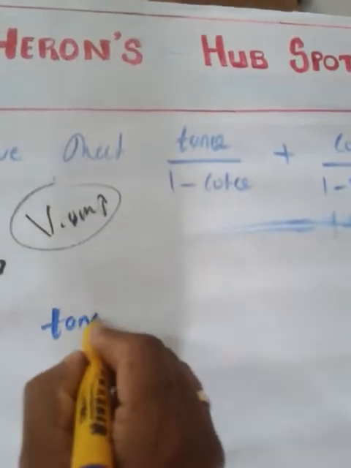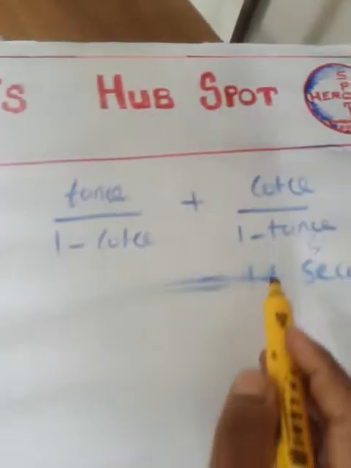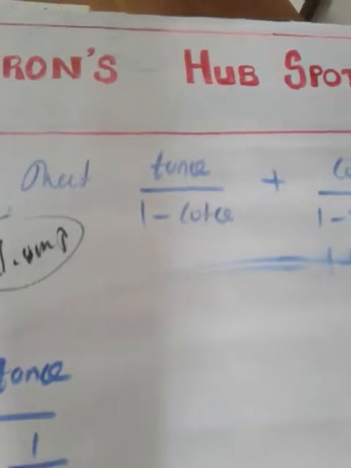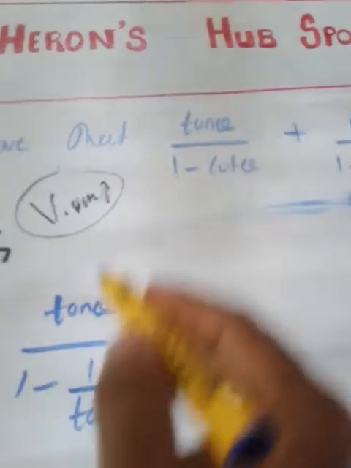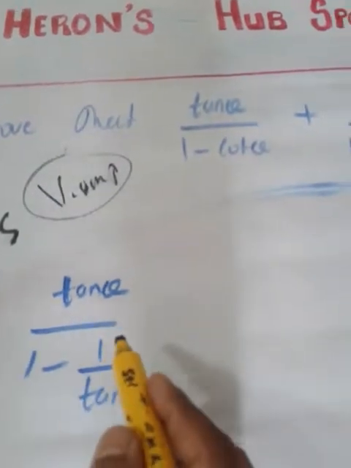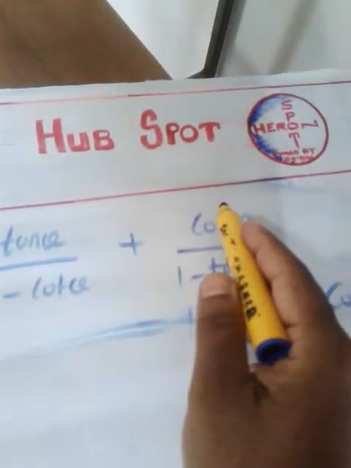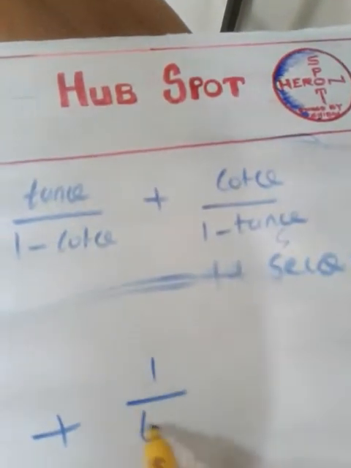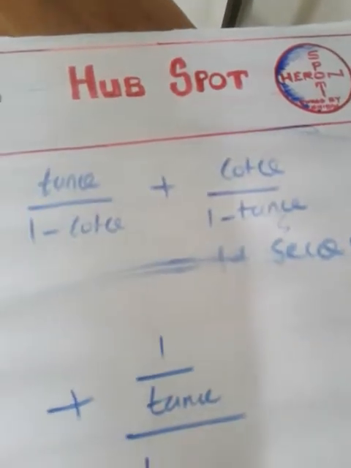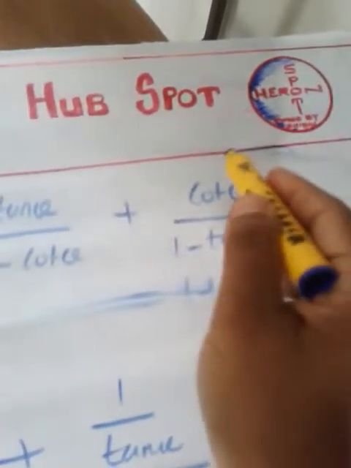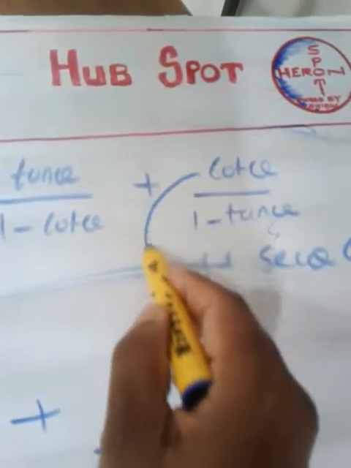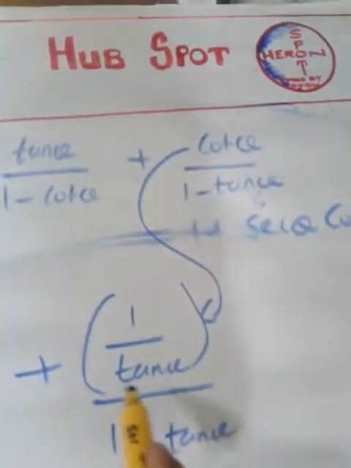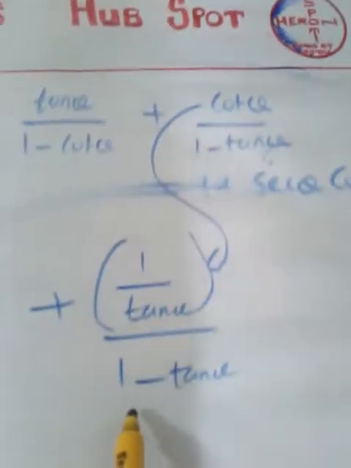So let me start from the LHS, tan theta by 1 minus cot theta. I am going to replace cot theta as 1 by tan theta. Is there any problem? Numerator tan theta as it is, 1 minus cot theta replaced as 1 by tan theta, plus the other cot theta also replaced by 1 by tan theta, by 1 minus tan theta as it is, without any change.